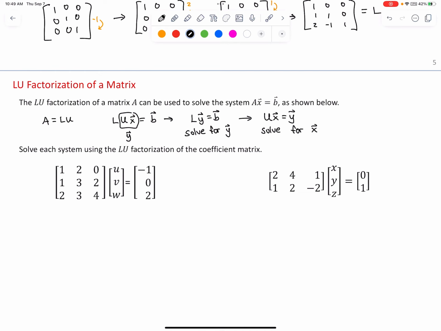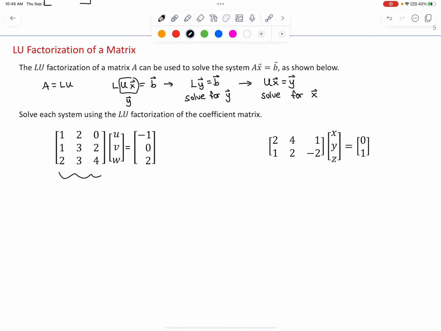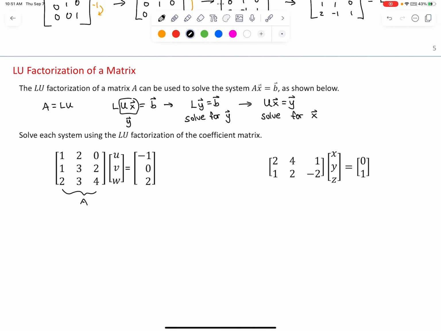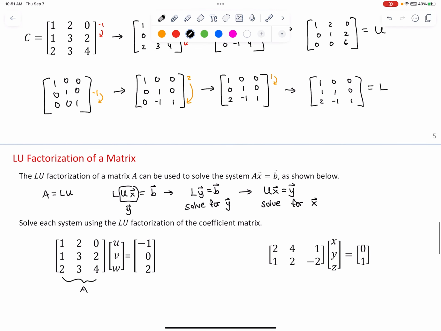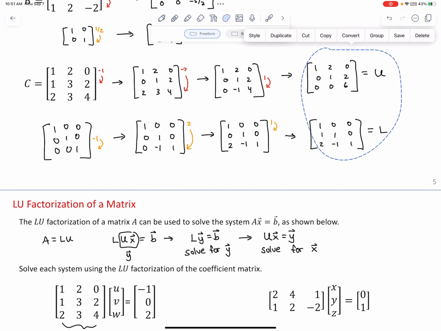I can basically solve a system of equations by solving two systems, but where the coefficient matrices are upper or lower triangular, which will be a lot easier to solve. Let's demonstrate that for this next system. So we have a coefficient matrix sitting right here. It's 3 by 3 times the variable vector of UVW equals that constant vector -1, 0, 2. Because there's our 3 by 3 coefficient matrix. Notice this is the matrix for which we've already done an LU factorization. So I can just borrow these results here.